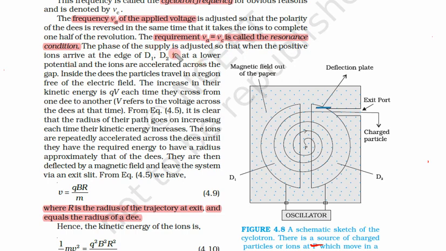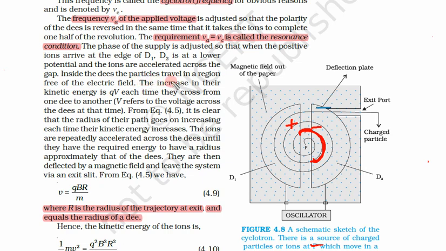The phase of the supply is adjusted so that when the positive ions arrive at the edge of D1, let us say it arrives at this edge of D1, D2 is at lower potential, so this becomes negative, this becomes positive. So it is accelerated here and keeps on moving inside this D2, and the ions are accelerated across the gap. Here it is accelerated and the magnetic field makes it circular, because inside this D there is no electric field, only acceleration happens in this gap, positive to negative.